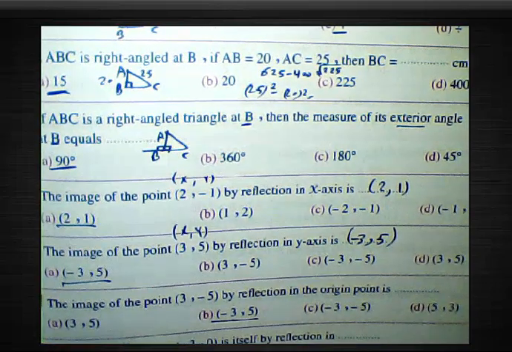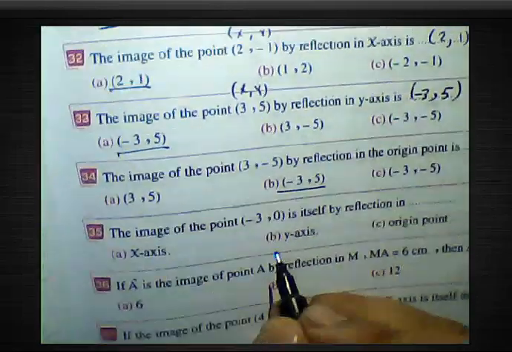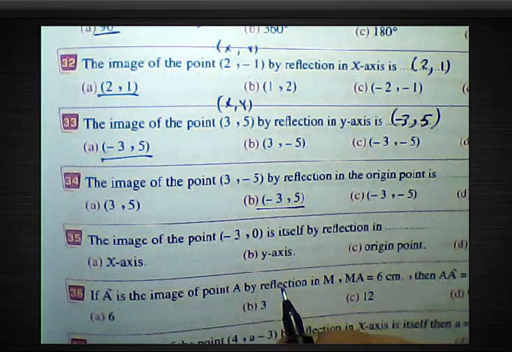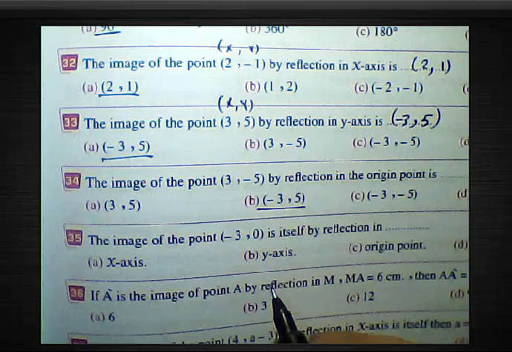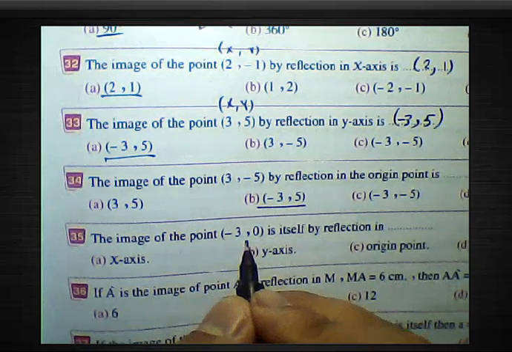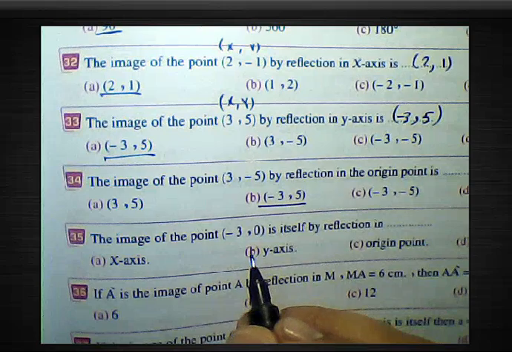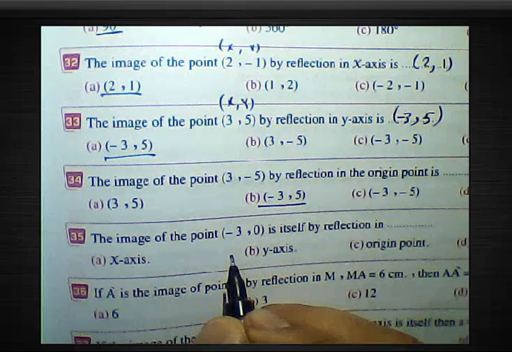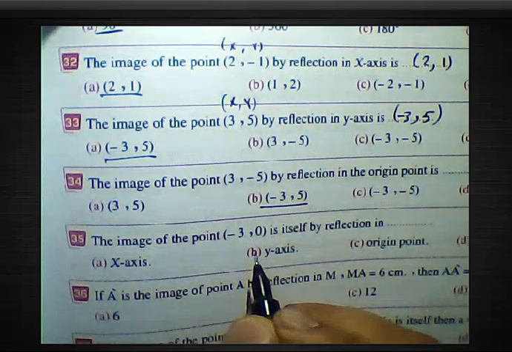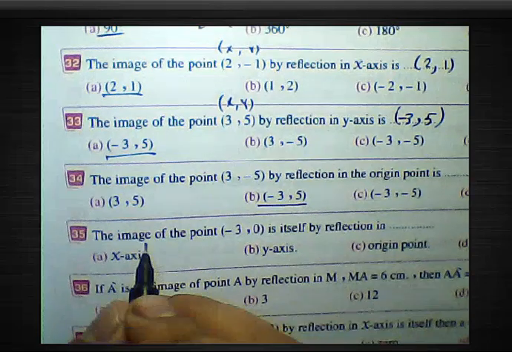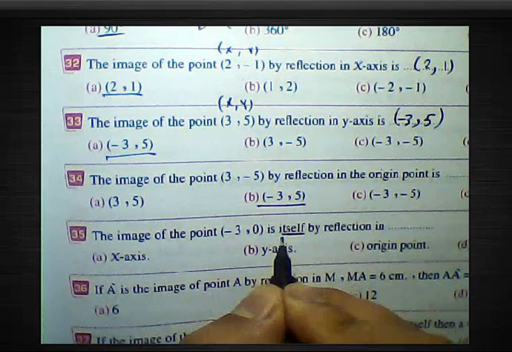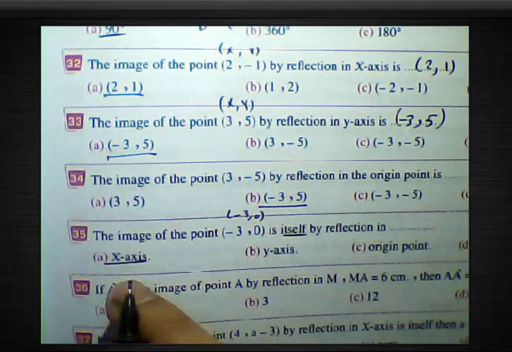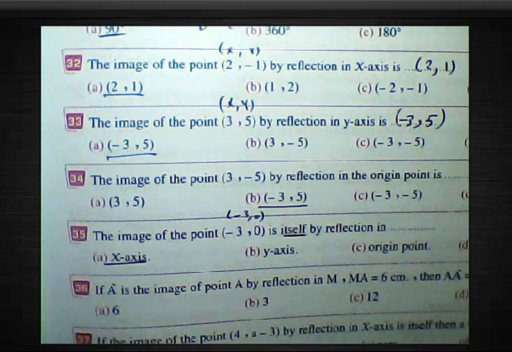The image of the point negative 3 and 0 is itself by reflection in what? We know negative 3 and 0 reflect in the y-axis or the x-axis. We know negative 3 and 0 lies in the x-axis. Okay, it lies in the x-axis, so it is reflected in the image by itself. The result will be negative 3 and 0 in the x-axis.